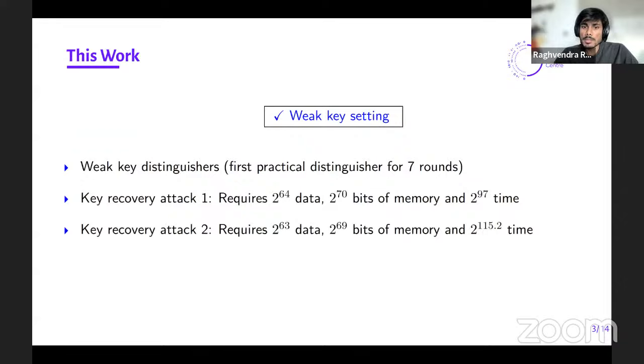So for this, we give the first weak key analysis of ASCON. In this work, we have given several weak key distinguishers, and most importantly, for the first time, we have given practical distinguishers for 7-round ASCON. And we also gave two key recovery attacks with different complexities. Our attack 2 requires less than 2 to the power 64 data, which is still the best till now in terms of data complexity for 7 rounds. So for this talk, I will only focus on the weak key distinguishers.